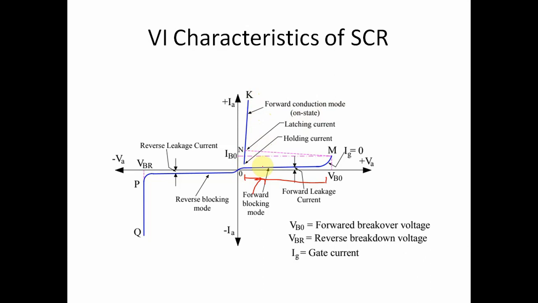In this mode, SCR provides a small forward leakage current. After that, some avalanche breakdowns are generated, and when the J1, J2 and J3 junctions are in forward bias, then SCR starts conduction. In SCR conduction, two currents are available. The first one is the latching current and the second one is the holding current. Latching current is nothing but the minimum on state current.